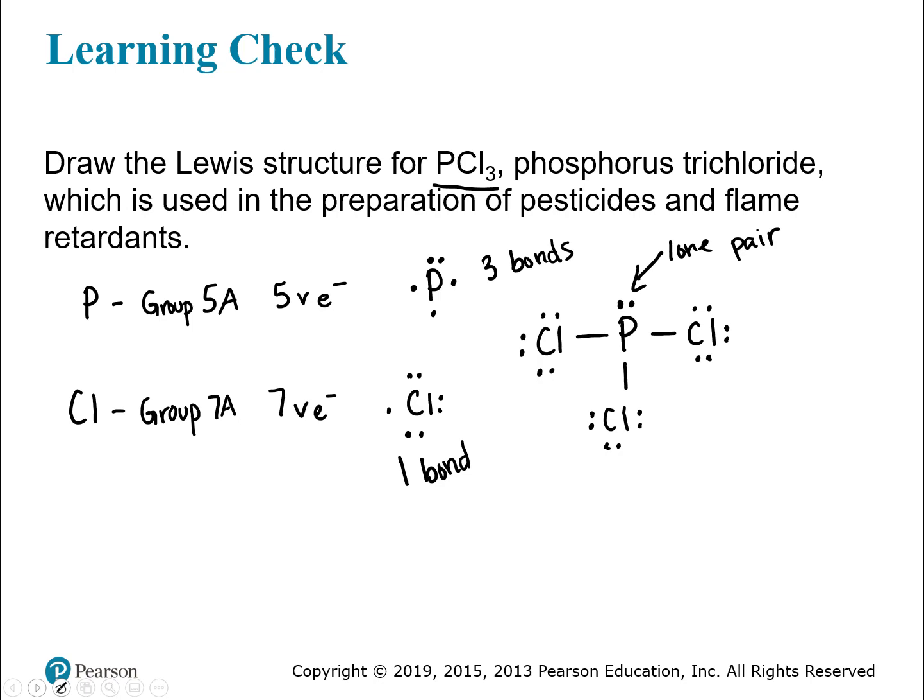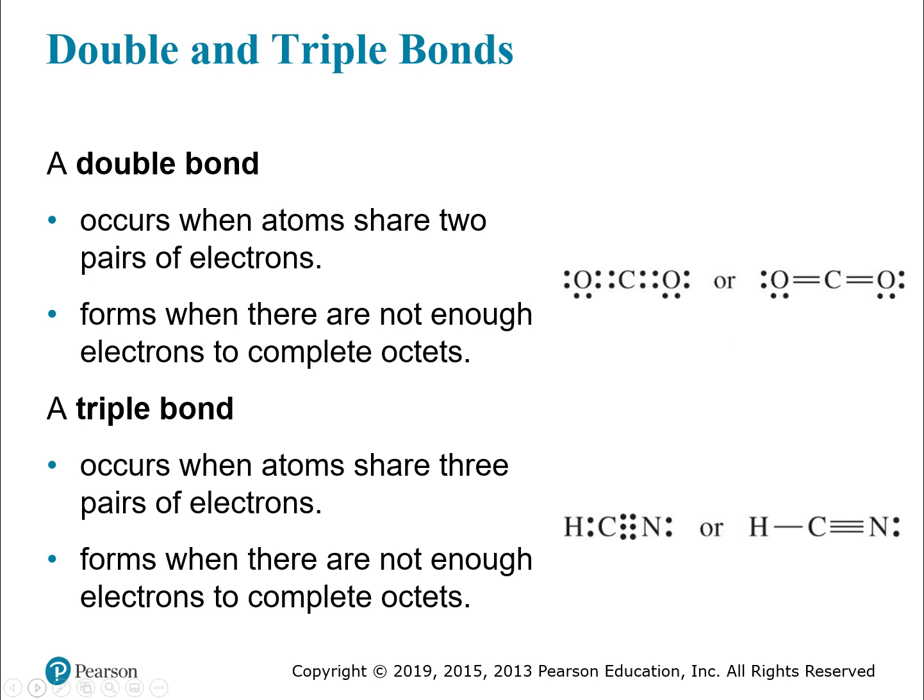Practice makes perfect. So just practice, practice, practice, and work on your chapter 6 homework. So those were single bonds. You can also have double and triple bonds. You form double and triple bonds when you don't have enough electrons to complete octets. A double bond occurs when you share 2 pairs of electrons, and a triple bond occurs when you share 3 pairs of electrons. So we've got some examples.